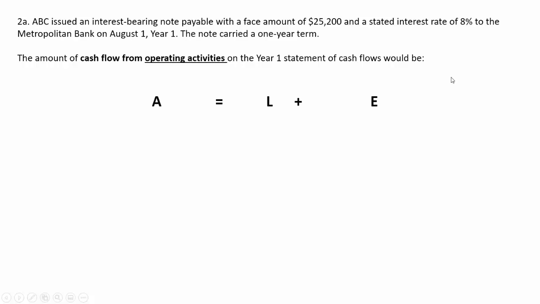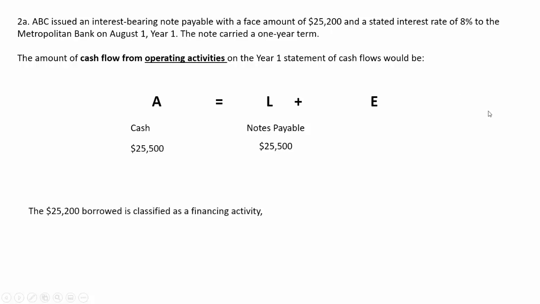So here's our accounting equation. Here's cash under assets, notes payable under liabilities, and when we borrow the money on August the 1st, we increase our cash by 25.5, oh, sorry, that should be 25.2, and also notes payable by 25.2. So just ignore that, it should be 25.2. So 25.2 is what we're looking at that we borrowed.